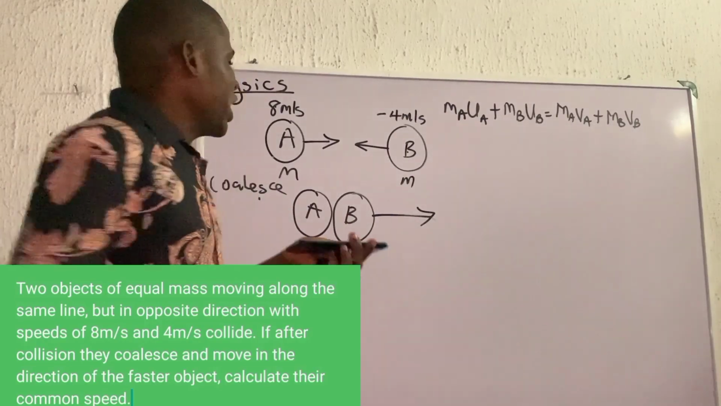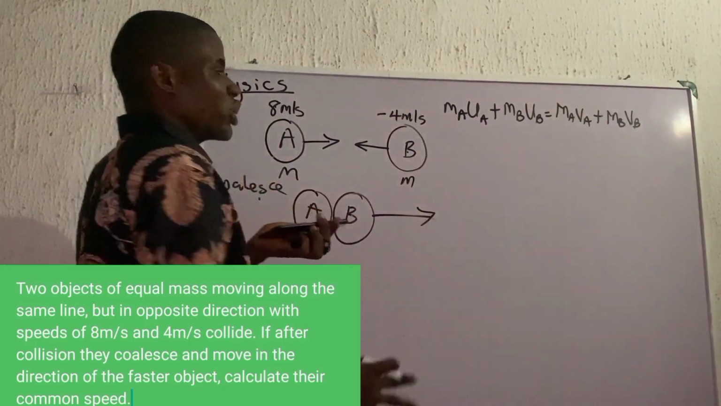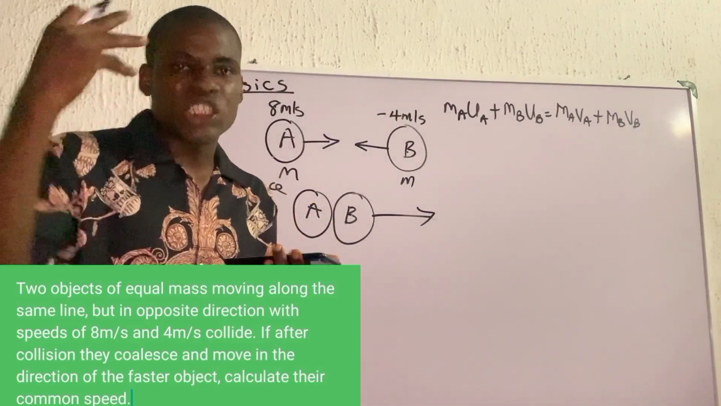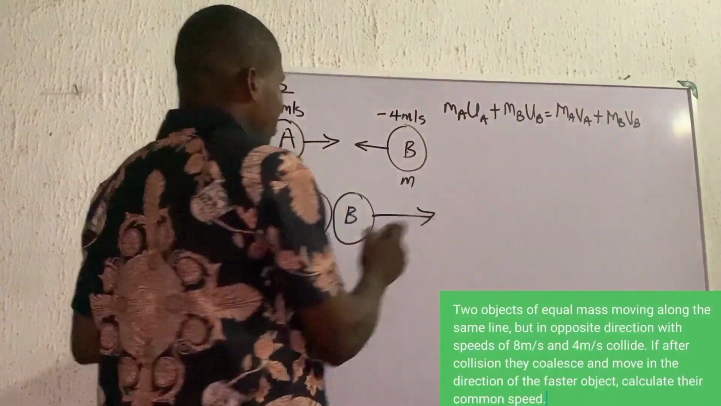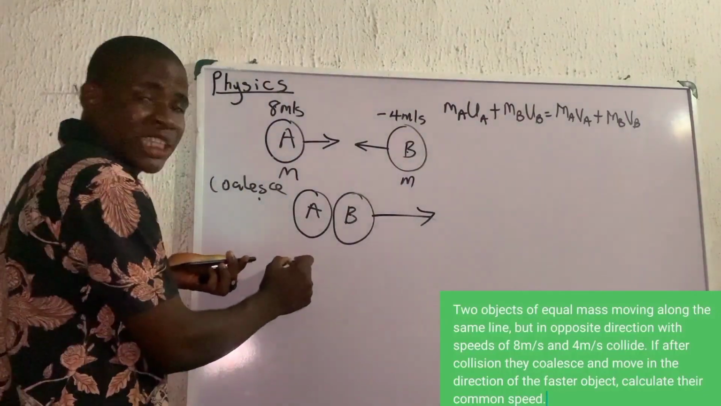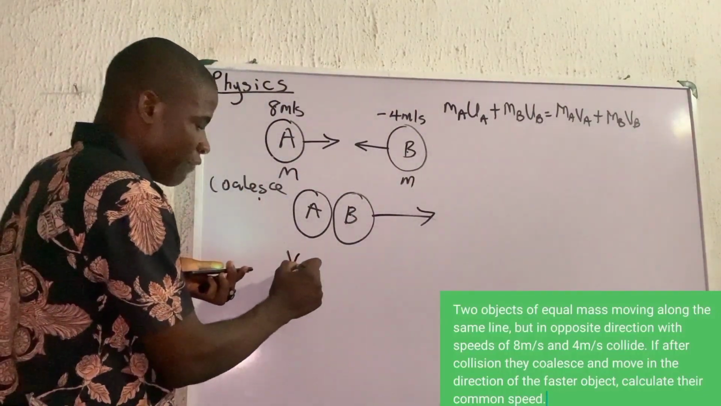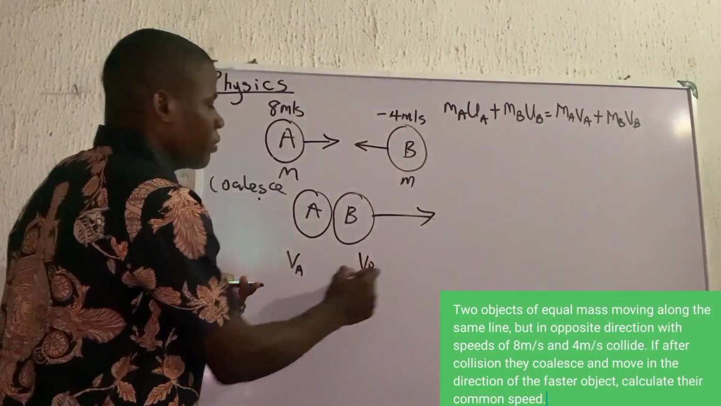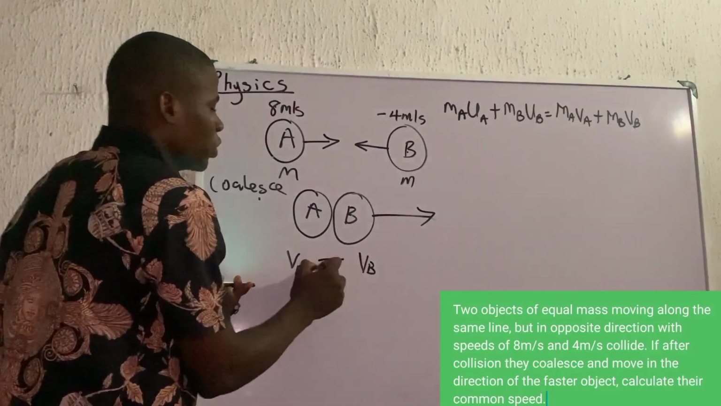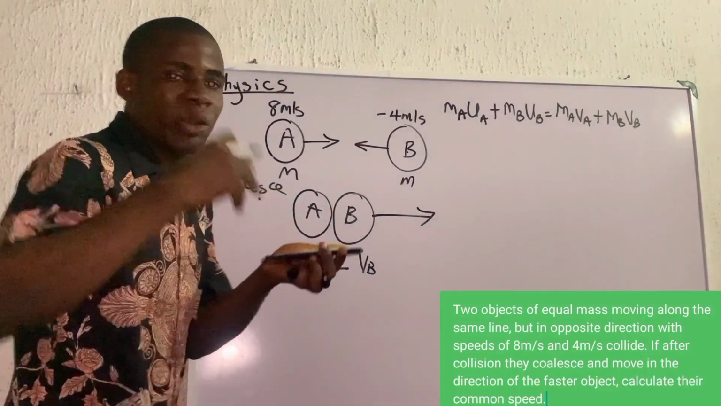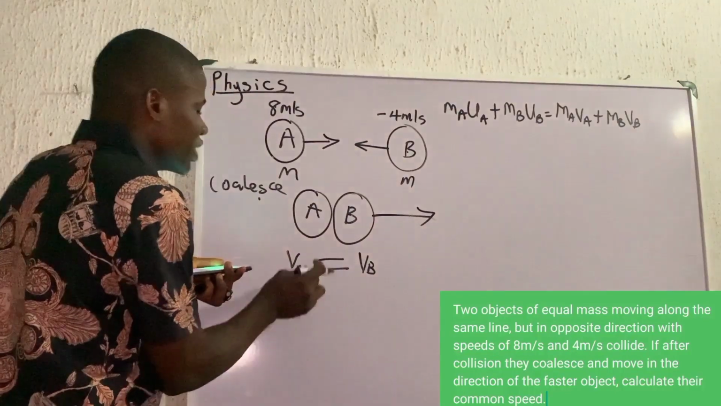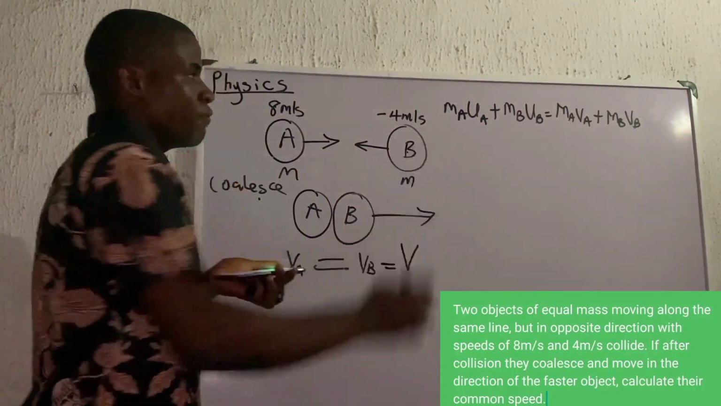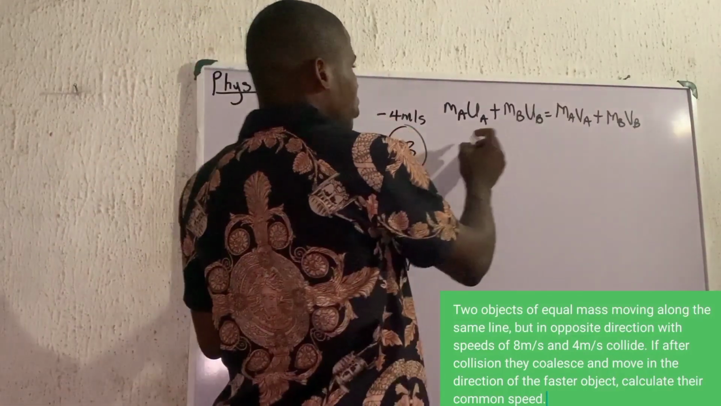Does it make sense? Now, if they stick together and move in the same direction, it means that after collision they have the same speed. So the final velocity for A is VA, and the final velocity for B is VB. After collision, we are told that they moved in the same direction, meaning that they will have the same speed. So VA is equal to VB. So we just say that both of them, let's call them V.